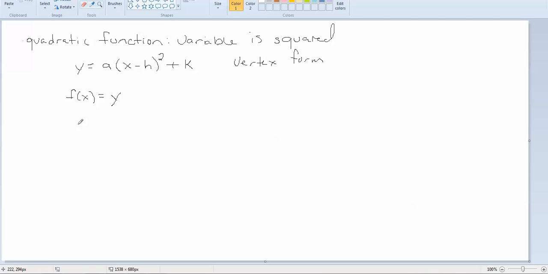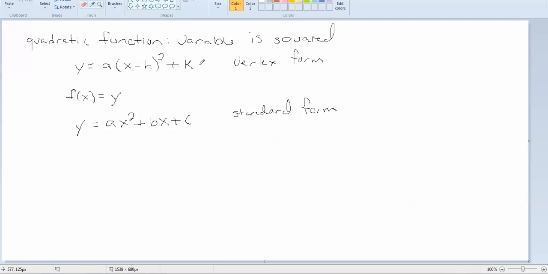Another way that we could write a quadratic, again using y or f of x, is in standard form, which would be ax squared plus bx plus c. Some textbooks might call it something different than standard form, but most go with standard and vertex as your two forms. We call the one up here vertex form because you can see the vertex.